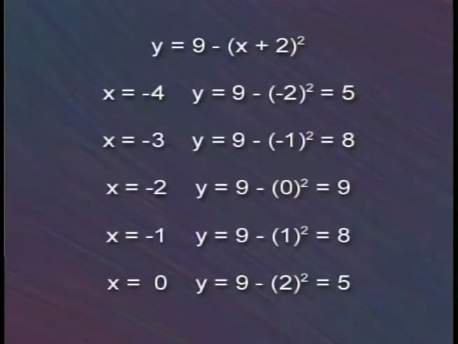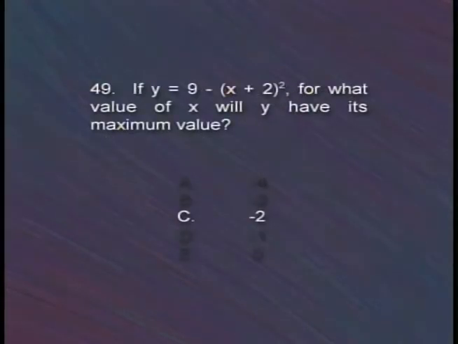Now this makes sense looking at the expression. Y would be at its maximum when we subtract 0 from 9. A value of x equal to negative 2 essentially makes the expression (x plus 2) squared equal to 0. Thus, the correct answer is C.